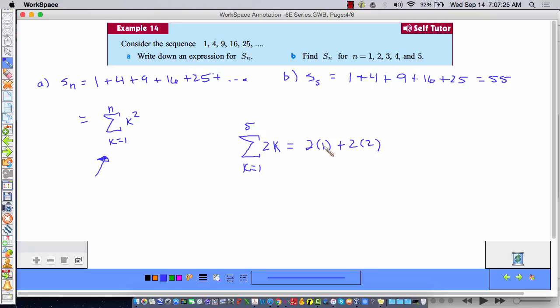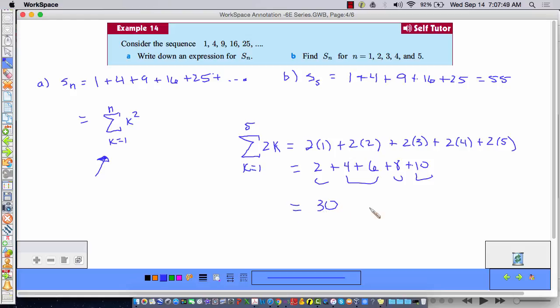So replacing k with 1, replacing k with 2, replacing k with 3, replacing k with 4, and replacing k with 5, which is equal to 2 plus 4 plus 6 plus 8 plus 10. This is a 10, 20, 30, so that equals 30. All right. Okay, let's try out this one.